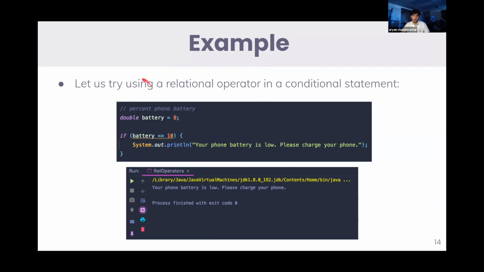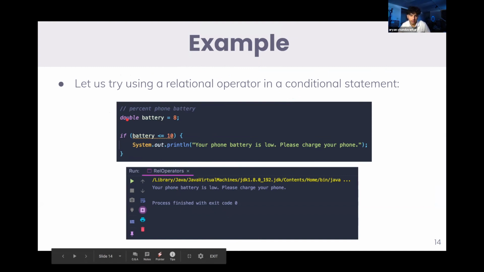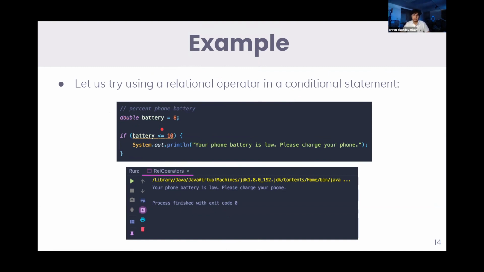Okay, so we're going to use a relational operator in a conditional statement. Now, remember, conditional statements are if statements and else statements. Here we have a double, and basically a double is anything that can include a decimal point. The name of it is battery, and it's 8. So our battery is at 8%. We created an if statement. If your battery percentage is less than or equal to 10%, then your phone will write, your phone battery is low, please charge your phone.